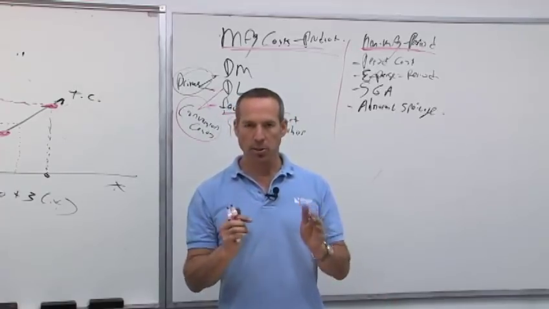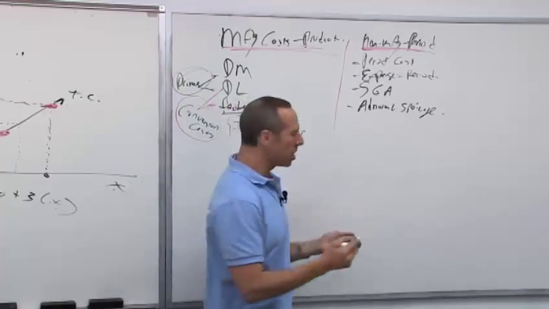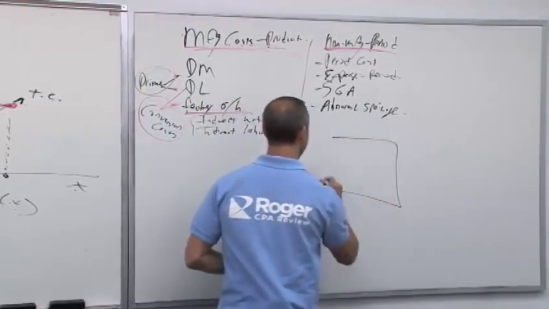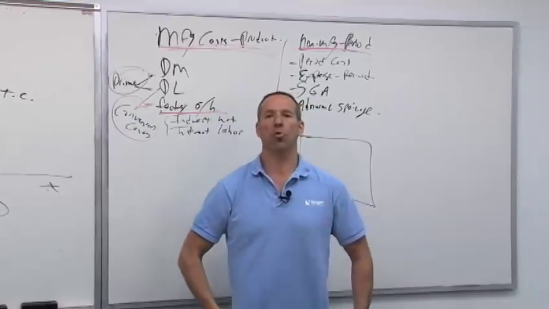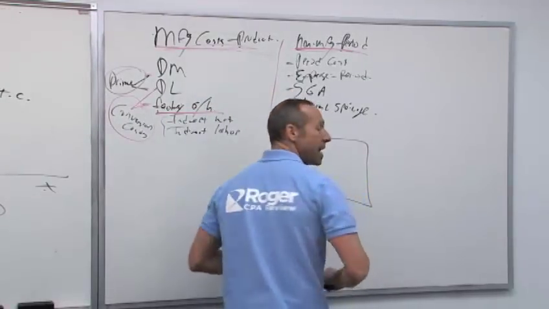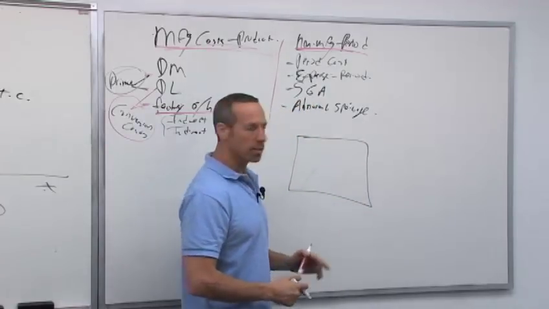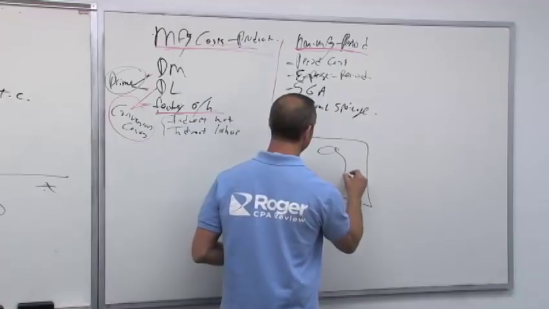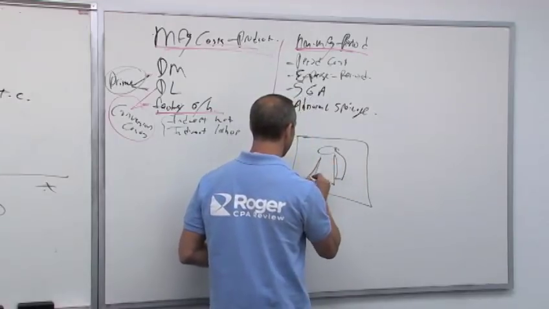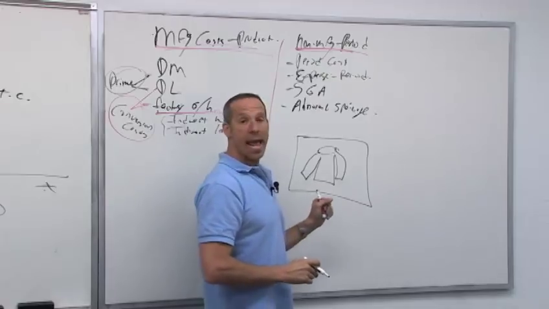Now another expense in there is called spoilage. Now what is spoilage? Let's say for example I'm going to manufacture this beautiful Roger CPA Review shirt that I'm wearing. Gorgeous shirt. Now how do you manufacture a shirt? You take a piece of material like this, and you have to cut it out. And you can see I'm not an artist. Okay, it's a little irregular.